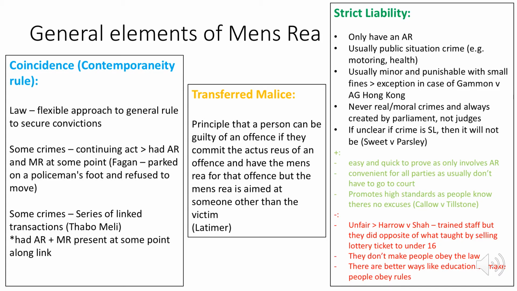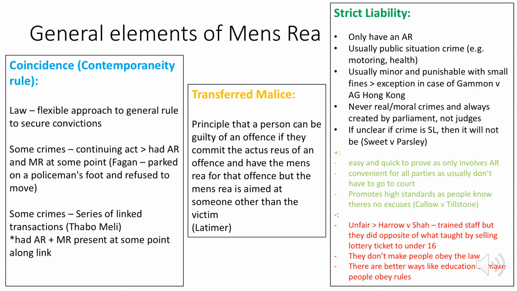Then you've got transferred malice. This is the principle that a person can be guilty of an offence if they commit the actus reus of an offence and have the mens rea for that offence, but the mens rea is aimed at someone other than the victim. Now, a good case for that is Latimer.